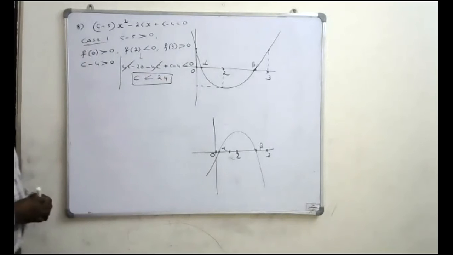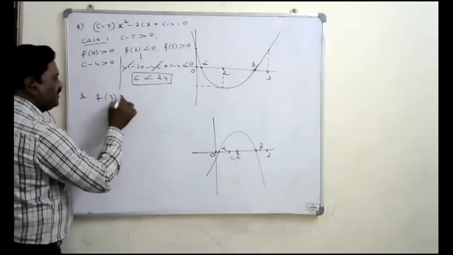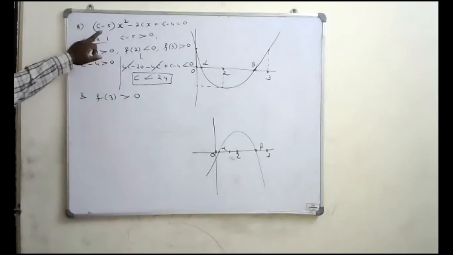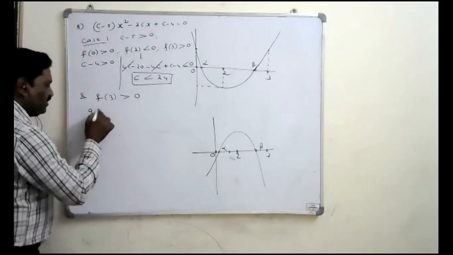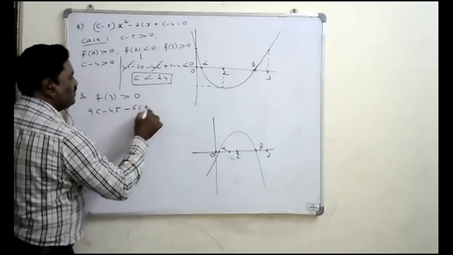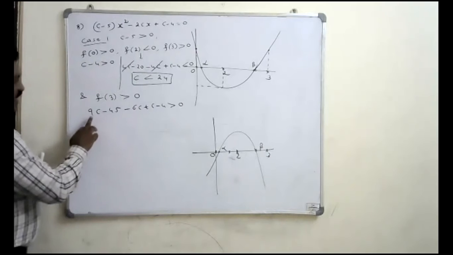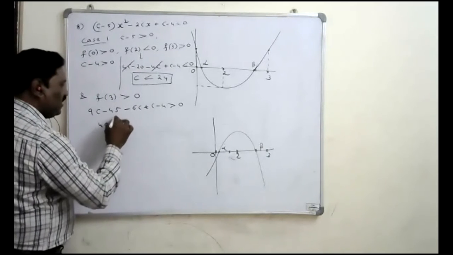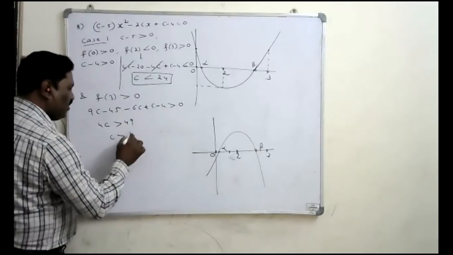Next, the third condition: f of 3 is greater than 0. Take x equal to 3 there: 3 squared is 9, 9 multiplied by c minus 5 gives 9c minus 45, minus 6c plus c minus 4 is greater than 0. Now 9c plus c is 10c, minus 6c means 4c is greater than 45 plus 4, which is 49. So c is greater than 49 by 4.